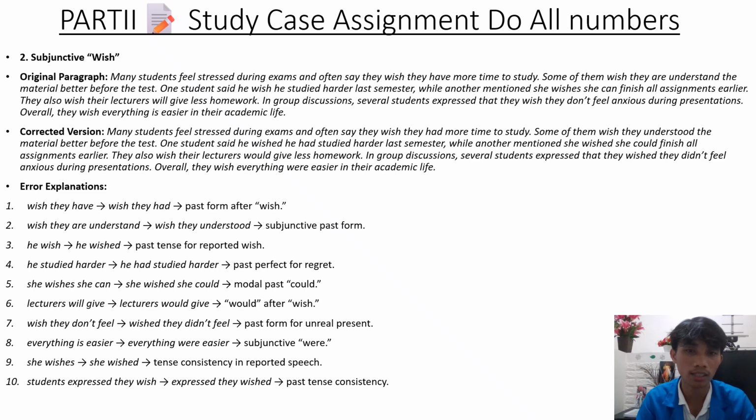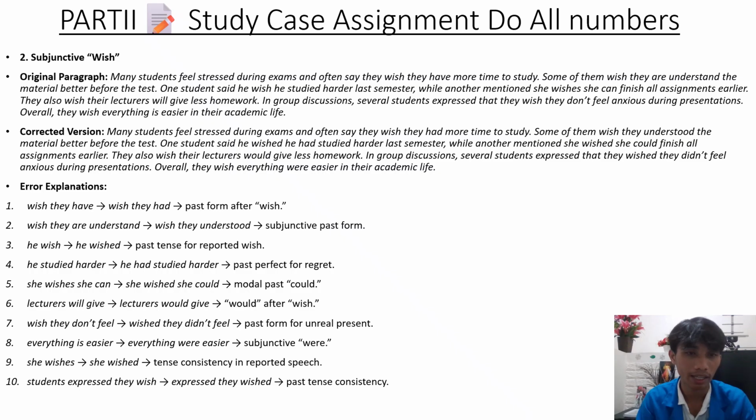One student said he wished he had studied harder last semester, while another mentioned she wished she could finish all assignments earlier. They also wish their lecturers would give less homework. In group discussions, several students expressed that they wish they didn't feel anxious during the presentations. Overall, they wish everything were easier in their academic life.